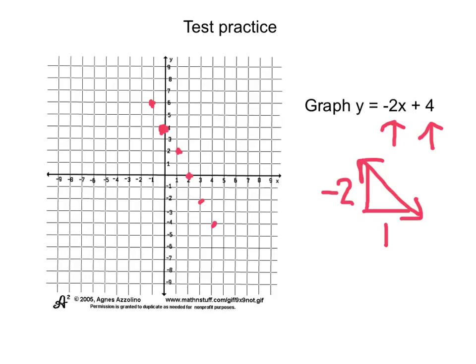Okay, that's enough points. So here's the graph of the equation y equals negative 2x plus 4.